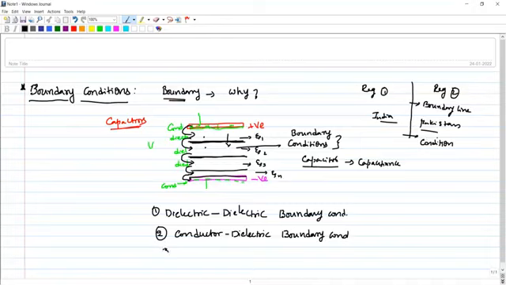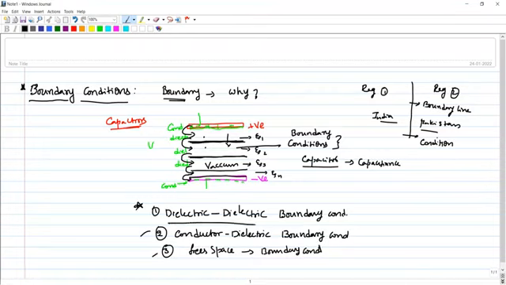And next, the third one: suppose in place of dielectric material, you treat it as a vacuum, then we call it conductor to free space. With respect to free space, we have the third boundary condition. These two are very short, but in your essay type answer, go with the first condition, that is called the dielectric boundary condition.